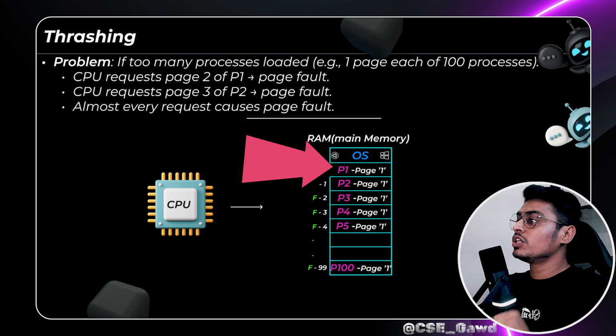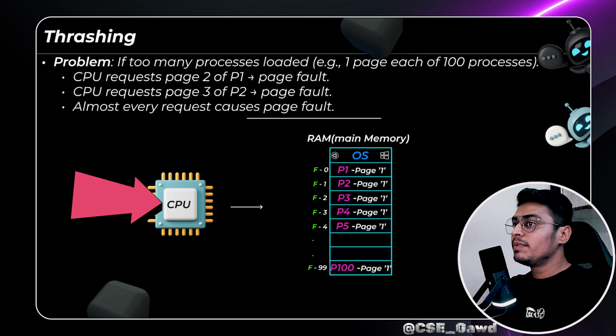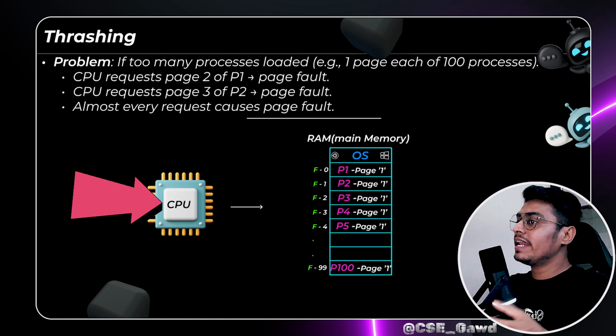But what if the CPU needs page 2 of process P1? Page 2 is not in memory, causing a page fault. Similarly, if the CPU needs page 2 of process P2, page 3 of process P1, or any page other than page 1 of any process, we get page faults.